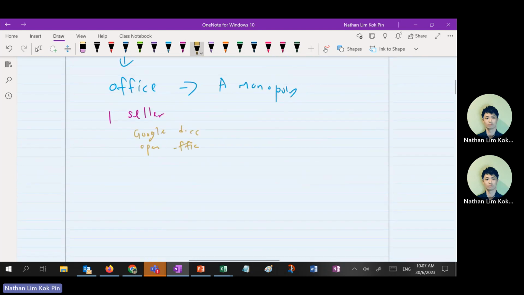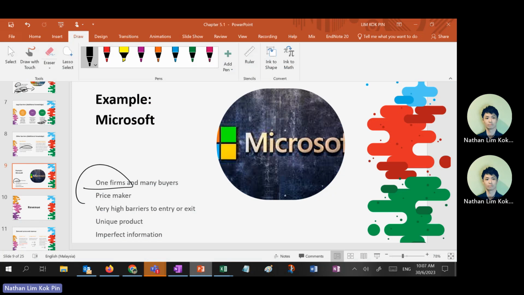Second one, they are a price maker. Microsoft Office can actually set whatever price they like for their license. Normally they set a profit maximizing price. So they have 1 license, 3 licenses, 5 licenses. This is what they set themselves without worrying about Google Docs and Open Office prices, because Open Office is even free. Third one is very high price.